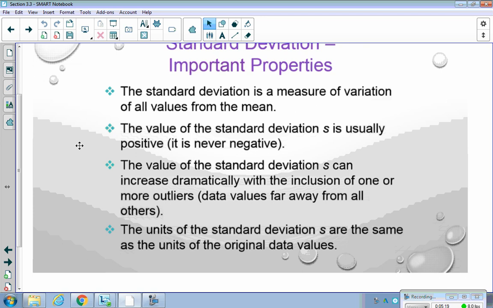The units are the same as what your data is. So if you're comparing test scores, the standard deviation of 5 would be 5 points in the test scores. If you're comparing the heights of people in this room, the standard deviation of 2.8, it would be 2.8 inches because we measured it in inches. If we took everybody's height in centimeters, it would be 2.8 centimeters. So those units are what is in the original data.